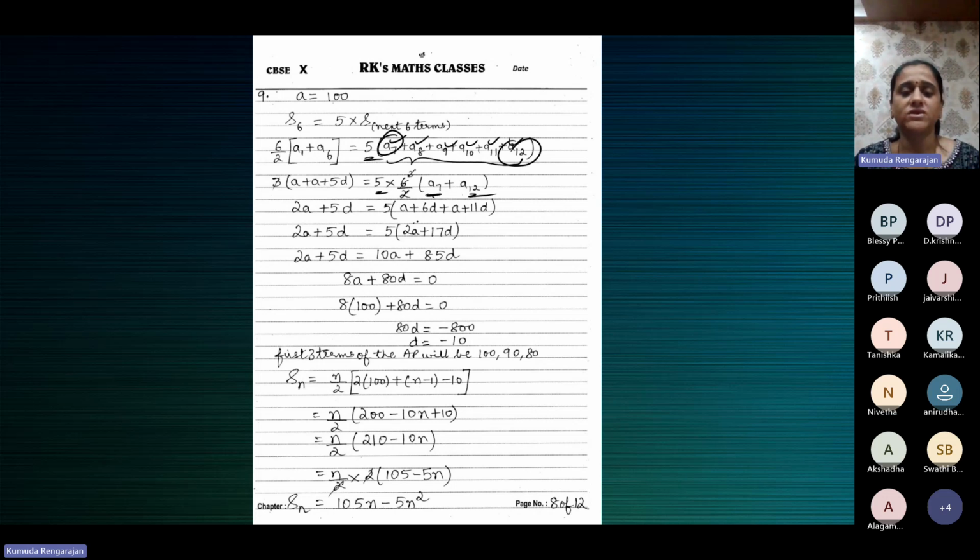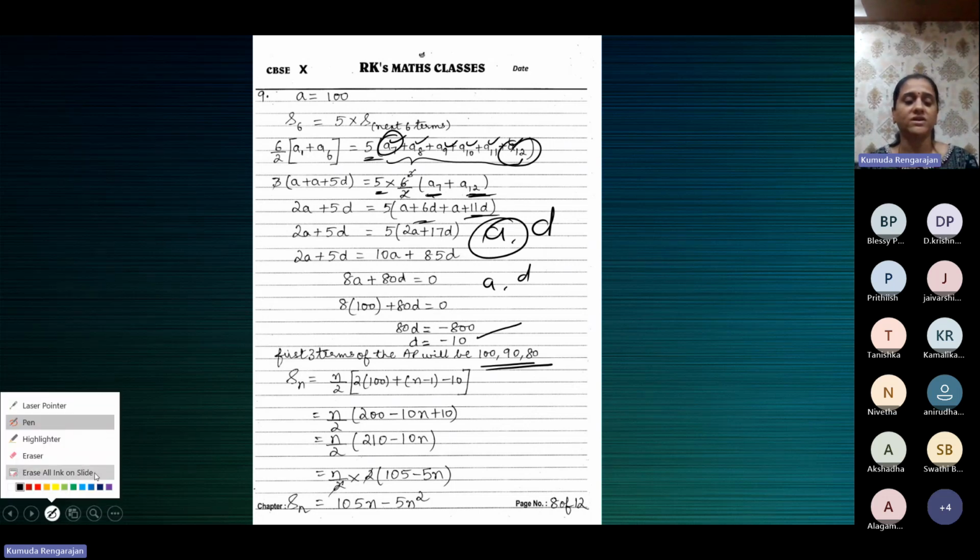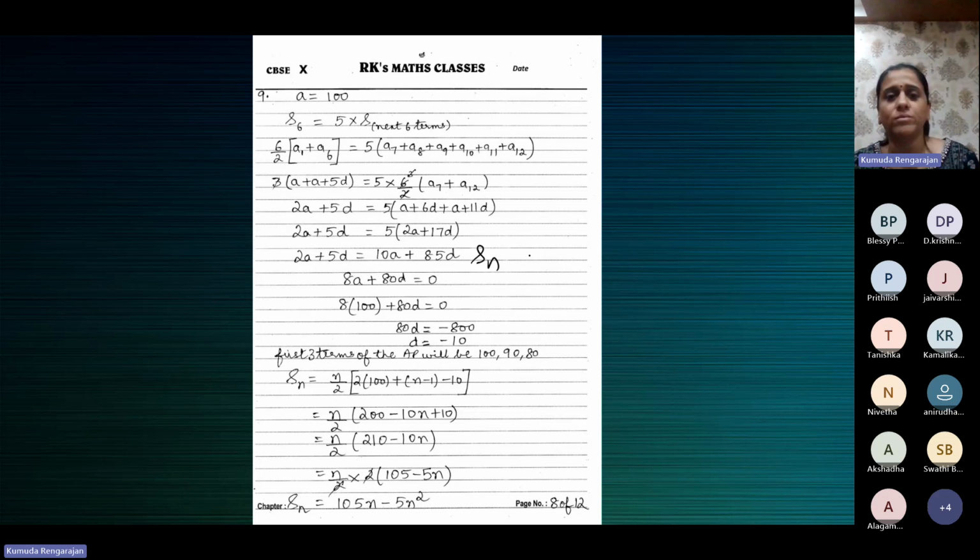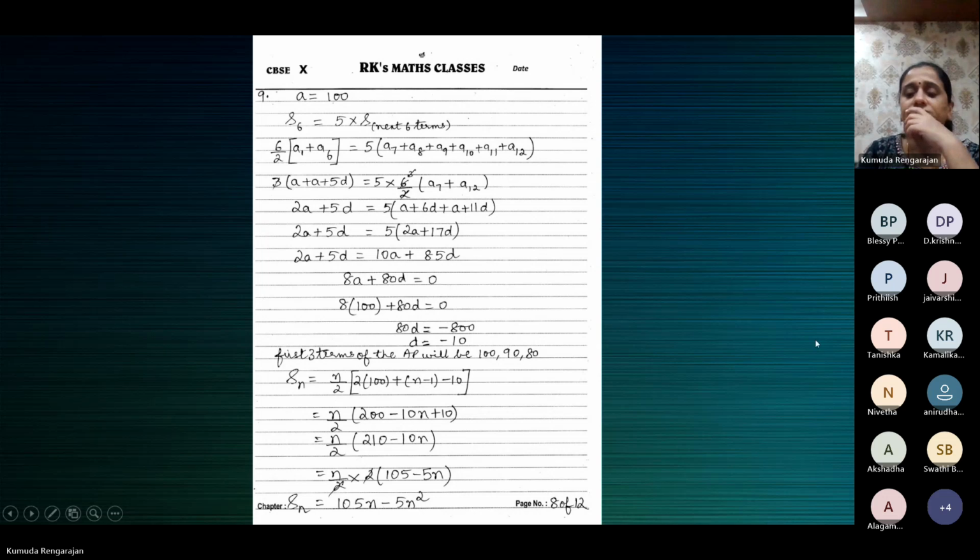Now A7 is A plus 6D, A12 is A plus 11D. So in this equation, you have A and D, but you know A is 100. So you can work and find the value of D. Now that you have A and D, you can find the AP. The first 3 terms of the AP are 100, 90, and 80. And to find Sn, use the Sn formula, n by 2 of 2A plus n minus 1 into D. There you will have to substitute for A and D. n will remain n. So that is 105n minus 5n squared. Yeah, please work, children.